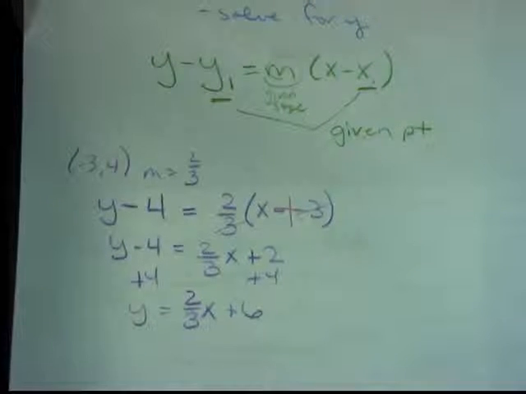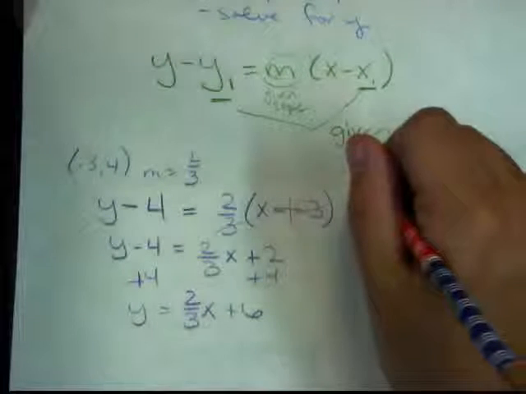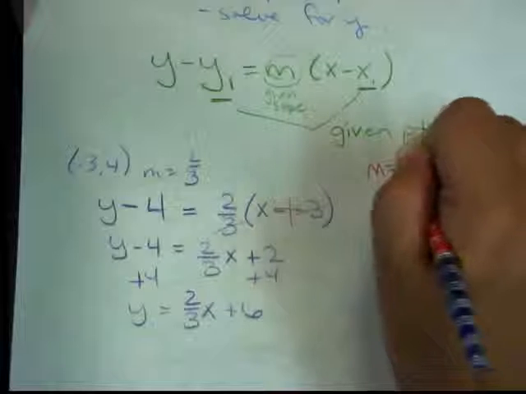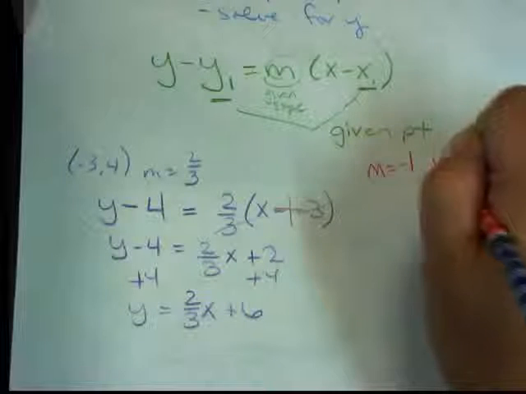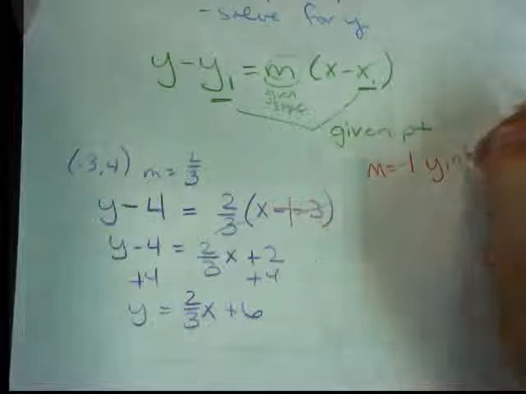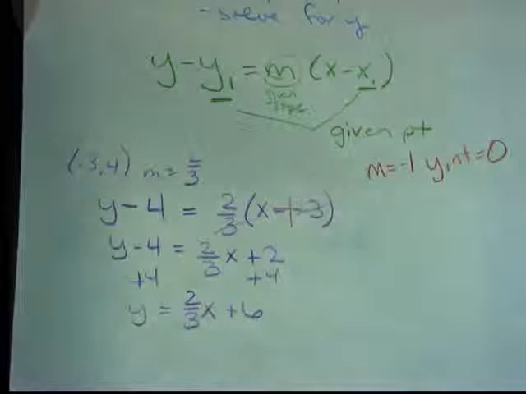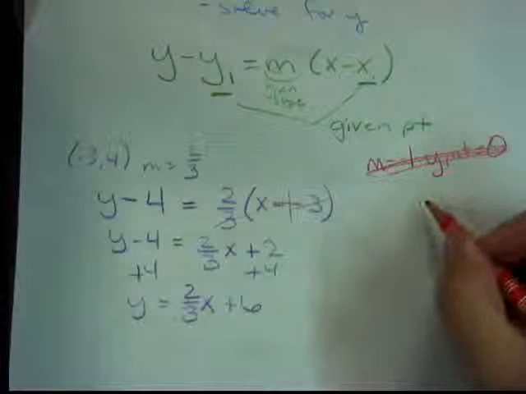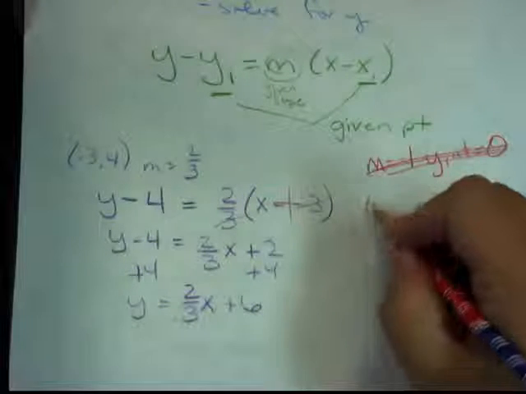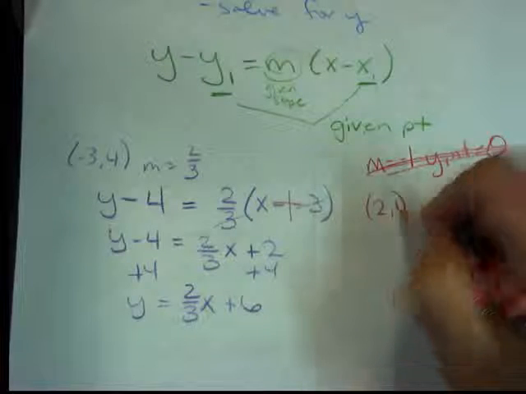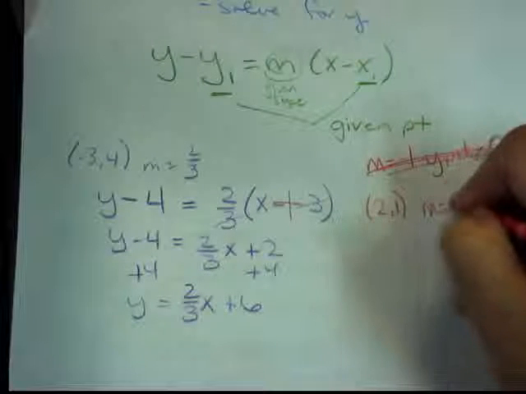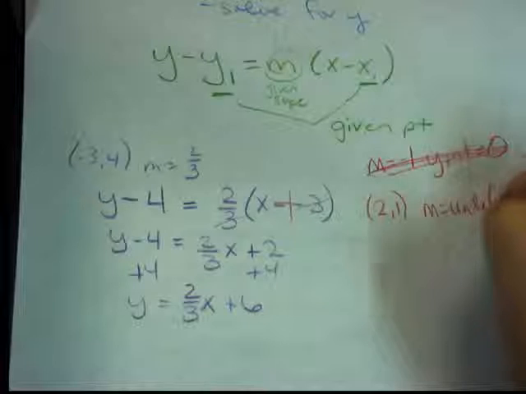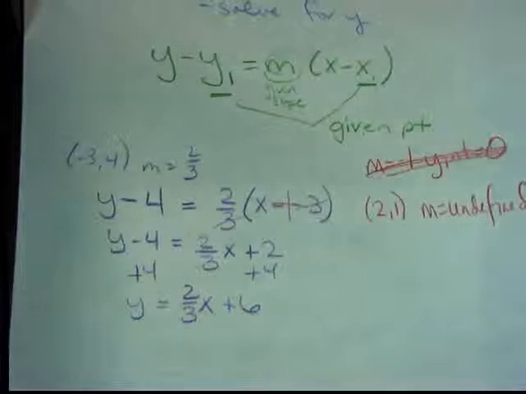Second example, if I tell you slope is -1 and the y-intercept is 0. Oh, I'm sorry, that was last example. How about if the point is 2, 1 and the slope is undefined? That's better.